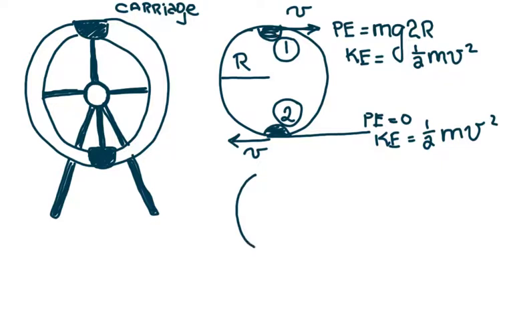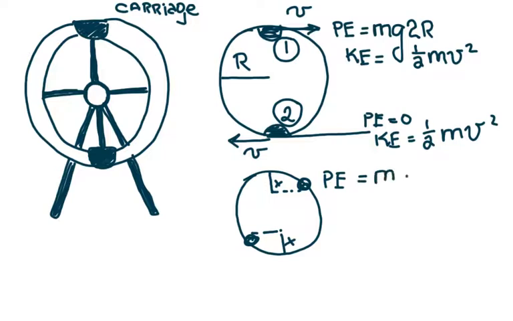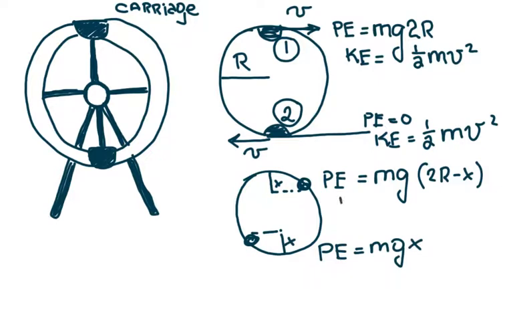What if you have the cart at different positions? So if I have the cart over here and over here, at some position x away from the bottom and away from the top, then the potential energy right here is equal to mg times (2r minus x), and the potential energy right here is equal to mg times x. And then you still have the kinetic energy of both, which is 1/2 mv squared, and kinetic energy right here is equal to 1/2 mv squared.